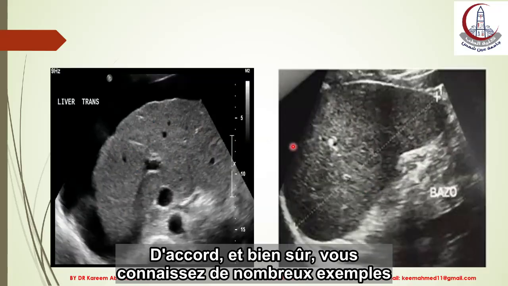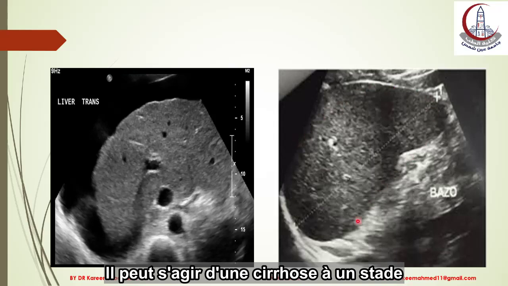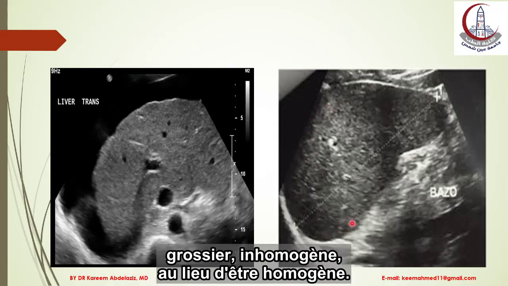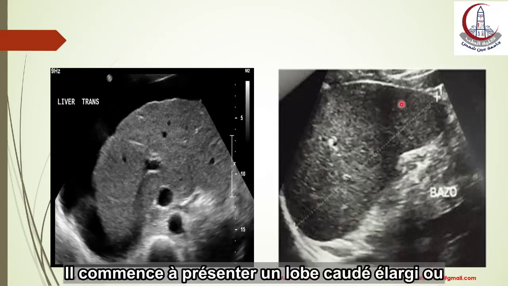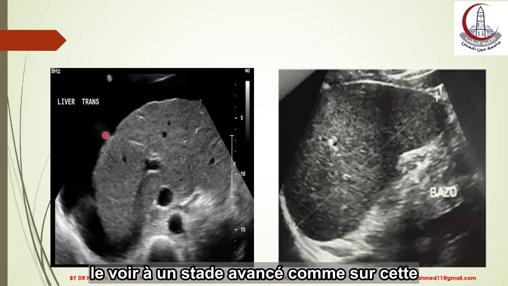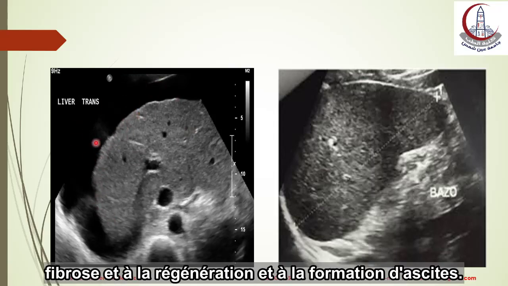And of course, many examples of cirrhosis. You may have cirrhosis just in early stage, in which the liver will have a coarse, inhomogeneous echo instead of being homogeneous. It starts to show a rounded or enlarged caudate lobe or rounded capsule. Okay, and you may see it in advanced stage, like in this image, with irregular capsule due to fibrosis and regeneration and formation of ascites.